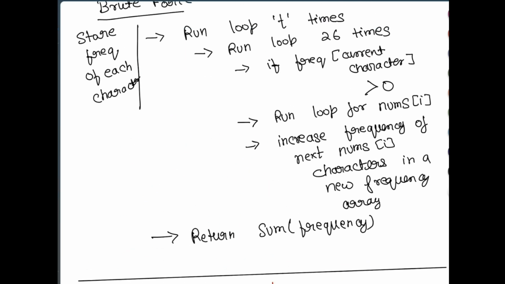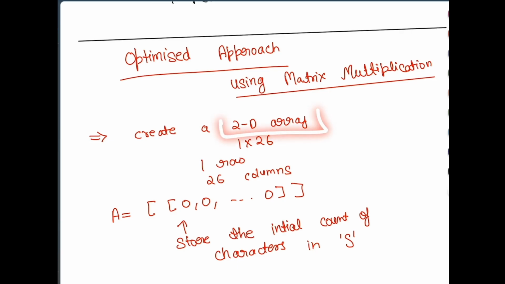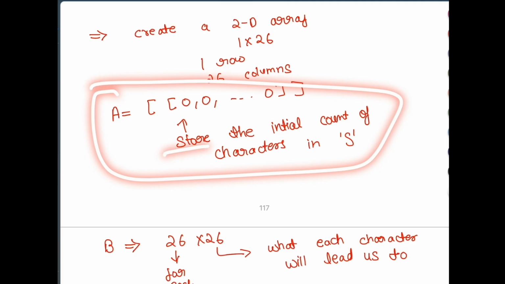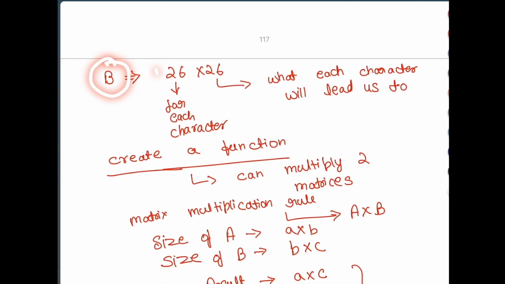Now this is very similar to the brute force. We are storing the frequency of each character. But this time we are doing it in a 2-dimensional array because we will utilize this matrix multiplication property, and you will see how. So we create an array A, and this is going to store the frequency or the count of the characters in the string S, and then you create another array B which is 26 by 26.